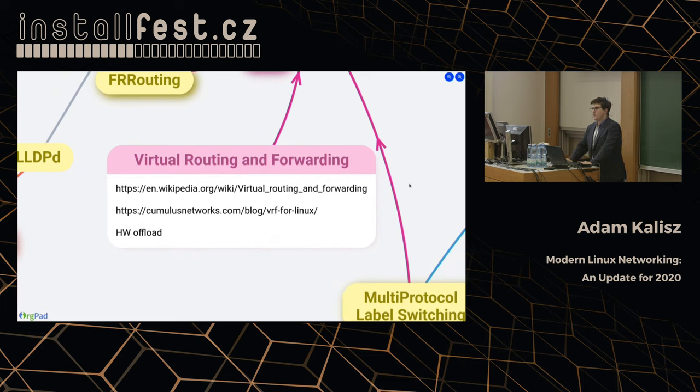Another, now we go a layer up in a certain sense, because VXLAN was basically between layers, or using more layers depending on how you look at it. Now I want to talk more about routing, and in routing quite a lot of stuff happened as well. 2015 or so, Cumulus Linux implemented the virtual routing and forwarding in Linux.